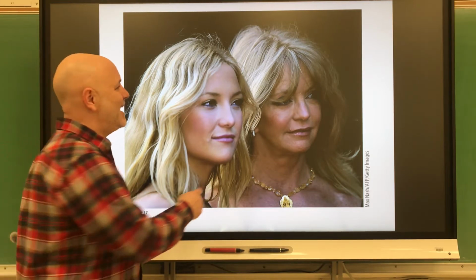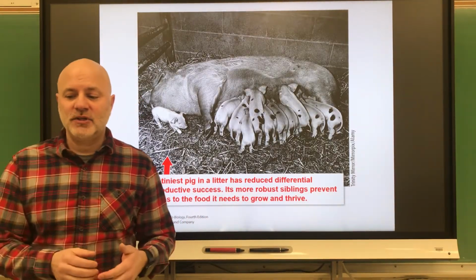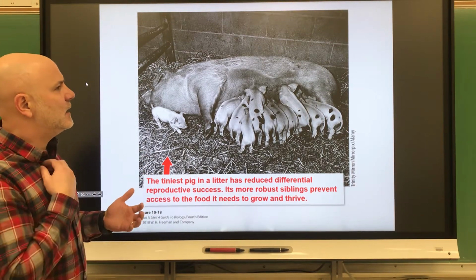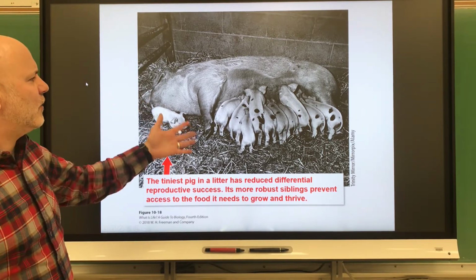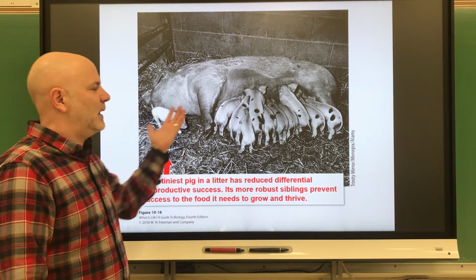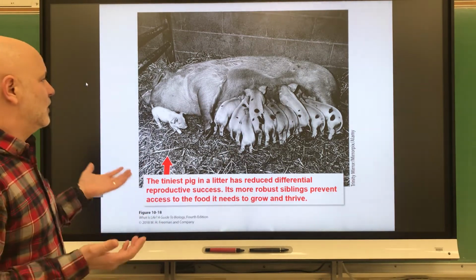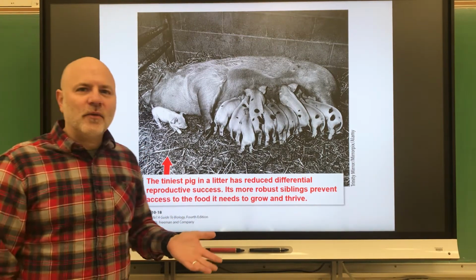All right? Next, there are many more individuals produced each generation than the environment can support. What we see here is a pig with a lot of offspring. This little pig can't get in there, so it's not going to get any resources, right? So the runt might not make it. But let's think about this a different way.